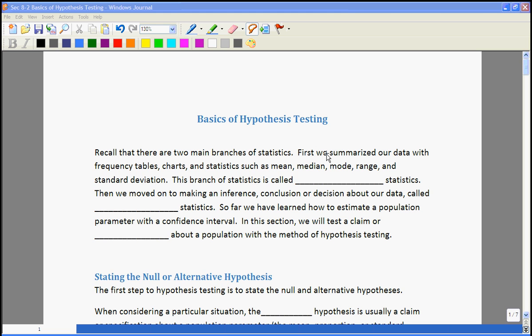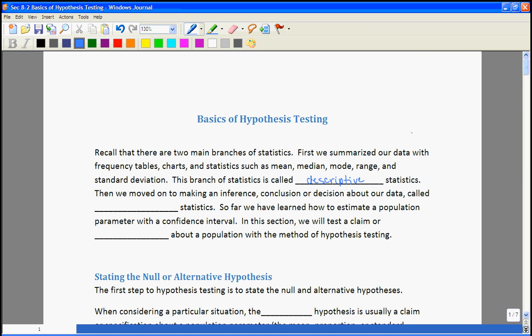This branch of statistics is called descriptive statistics. So all we do with descriptive statistics is organize and describe our statistics. We don't do anything to mess with it. We just collect it, organize it, and try to see any trends.